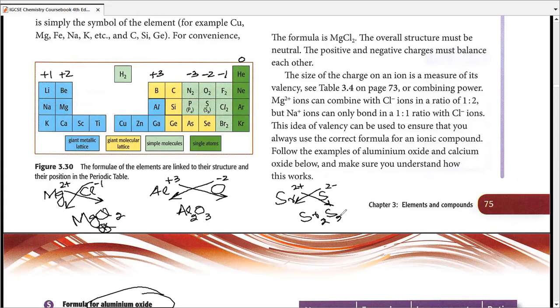2. Perfect. Now, here comes another thing that we haven't been doing before. This is known as simplification. Since both the numbers are divisible by one another, we are going to divide them by the same number, and we're going to end up as Sr1 and S1. Since we don't write ones, we're going to convert it into SrS. That's why we write it like this.